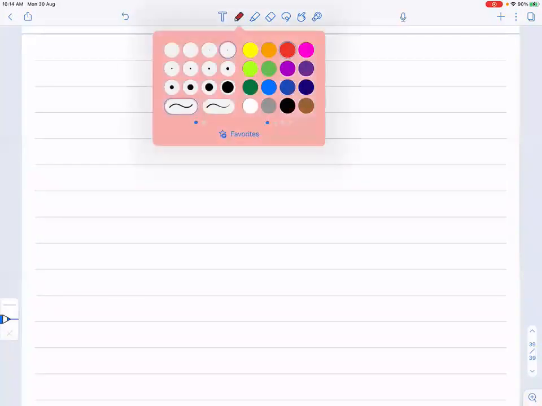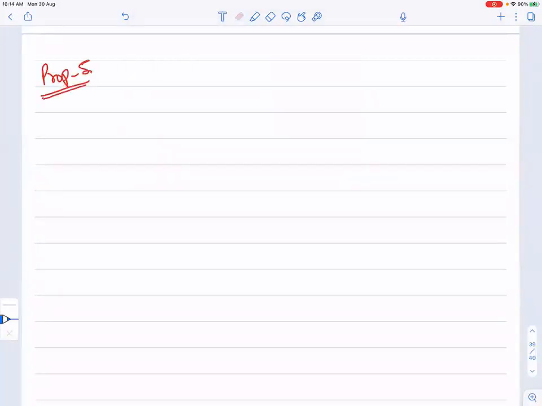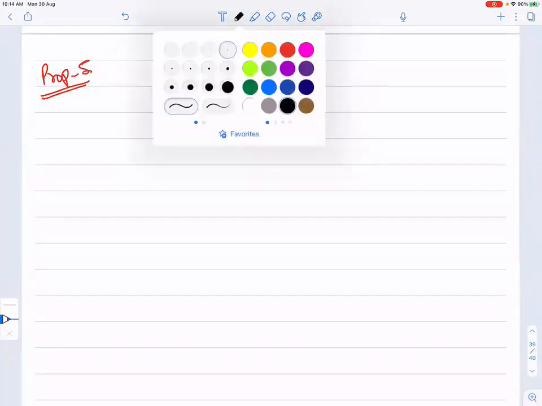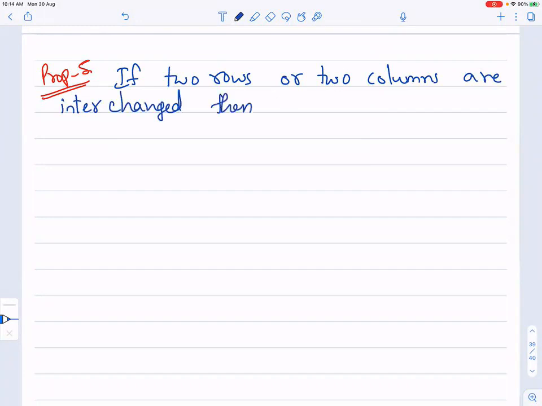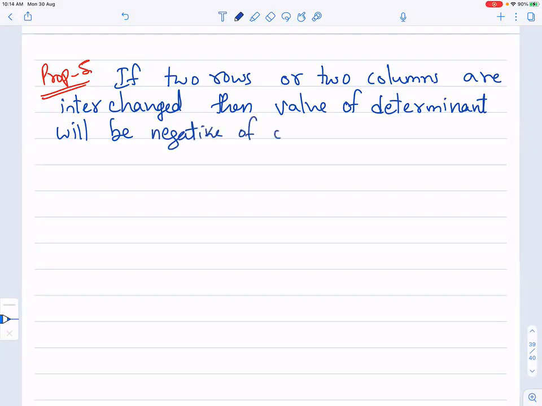Property 5. If two rows or two columns are interchanged, then the value of the determinant will be the negative of the original determinant. Listen to this.